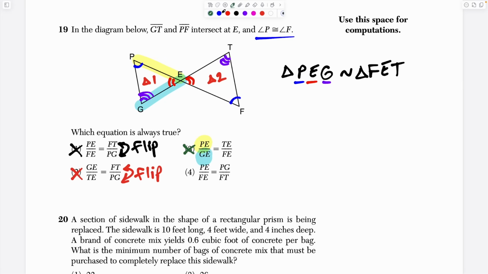Just by process of elimination, this is going to have to be choice 4. But let's see why this is definitively choice 4. Well, PE over FE, we're going triangle 1 to triangle 2, and PE corresponds to FE. And then equals PG, between blue and purple, over FT, between blue and purple. So we're comparing a side from triangle 1 and a side that corresponds in triangle 2, and then going back to triangle 1 and comparing it to a corresponding side in triangle 2. So here the correspondence is there and the order of the triangles is good.